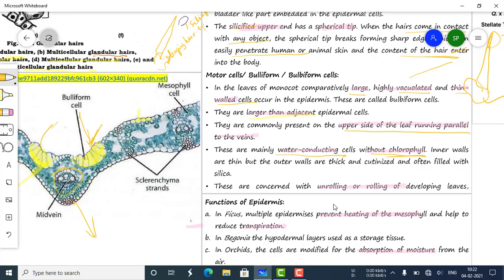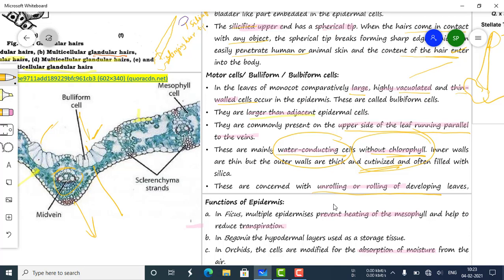Water conducting cells. Usually rolling or unrolling of the leaves is caused by such bulliform cells. These cells mainly contain water and they are without chlorophyll. Inner walls are thin, but outer walls are thick, cutinized and often filled with silica. Silicification is usually present in the epidermal cells of monocots. These are concerned with rolling and unrolling of the developing leaves.